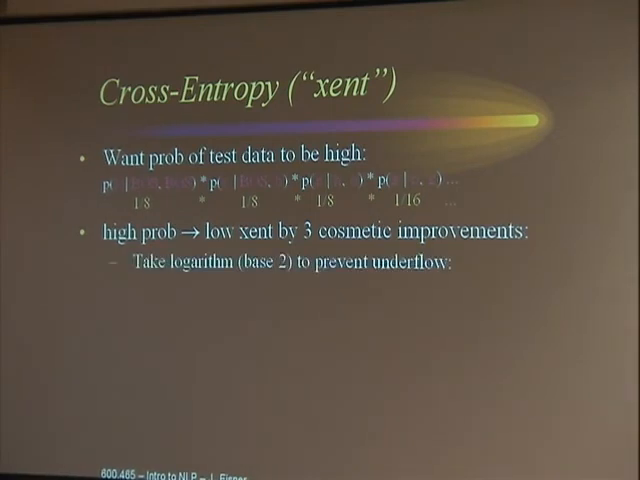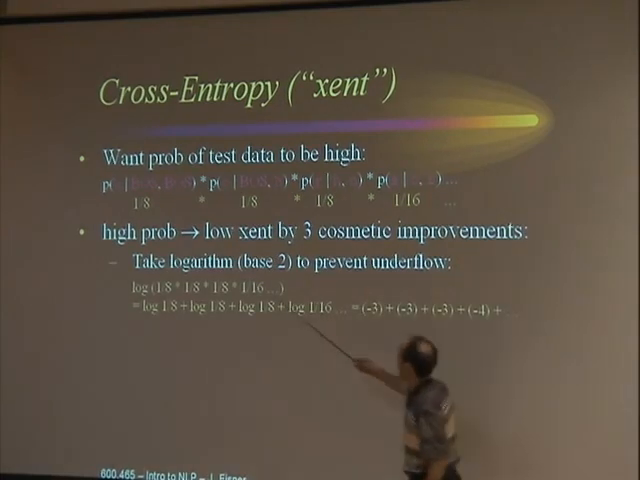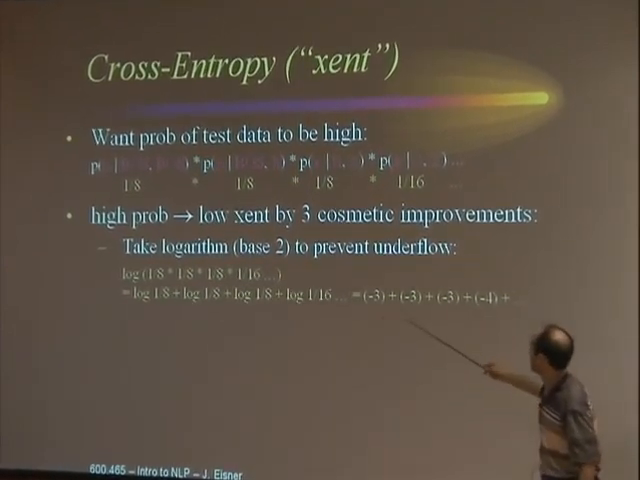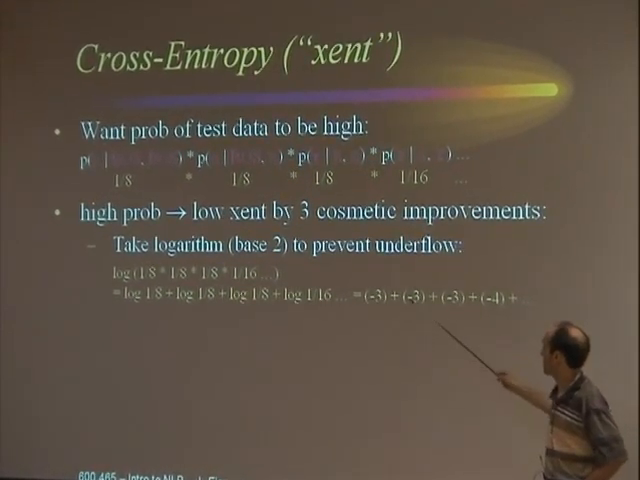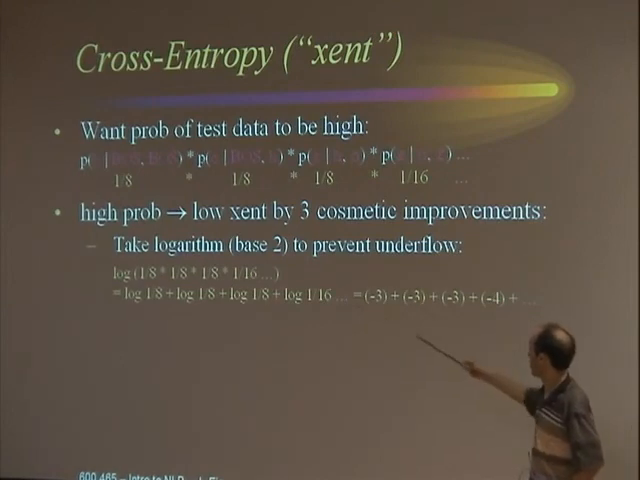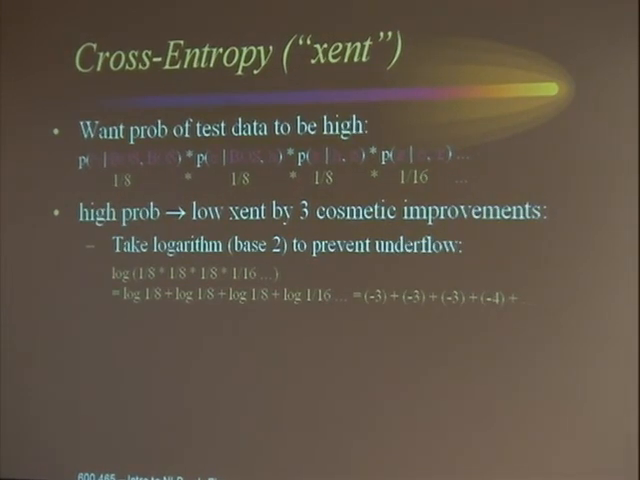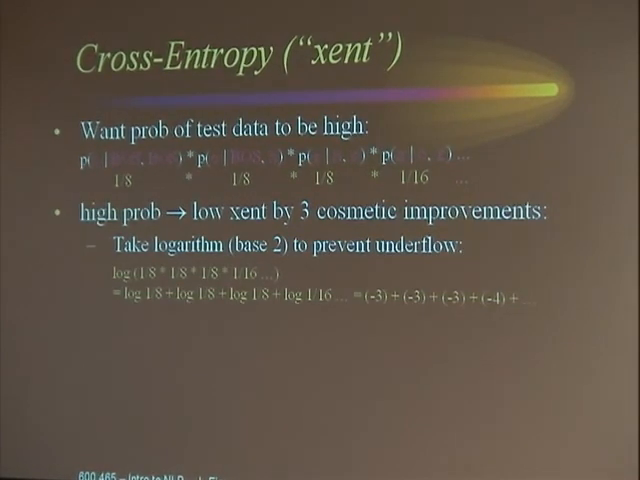The first improvement is that to avoid having to deal with this very, very small number, the probability of this sentence, instead of multiplying these numbers, we'll add their logarithms, which amounts to the same thing. So the log of this product is the sum of the logs, as I'm sure you know, which is -3, which is the log of 1/8, -3, -3, and -4, which is the log of 1/16. So that's the first thing.